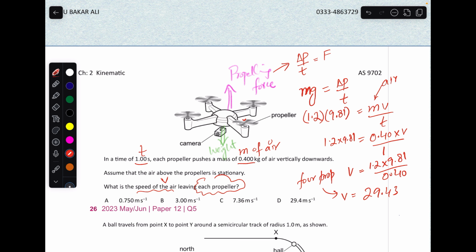So in total there are four, and for each, you have to divide by the number of propellers, divided by 4. So you have to divide this by 4. That will be 7.357, about 7.6. Okay, so option C.